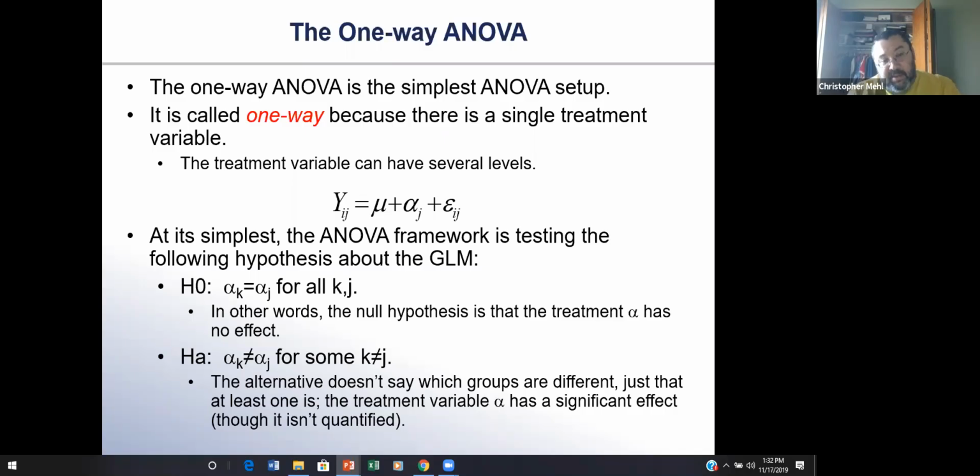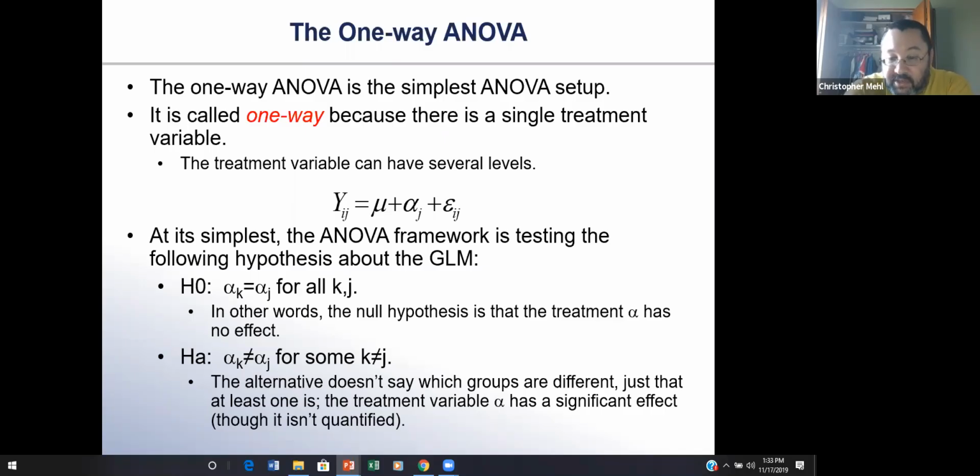Typically we're treating these as categorical or discrete treatment levels, but there are some variations. You can do continuous. We're going to hold off and look at a simpler framework for now. At the simplest, the ANOVA framework is testing the following basic hypothesis. The null hypothesis: alpha k equals alpha j for all k and j. In other words, it's saying the treatments are all the same. The alphas are all the same. The means are all the same for all levels of the treatment.